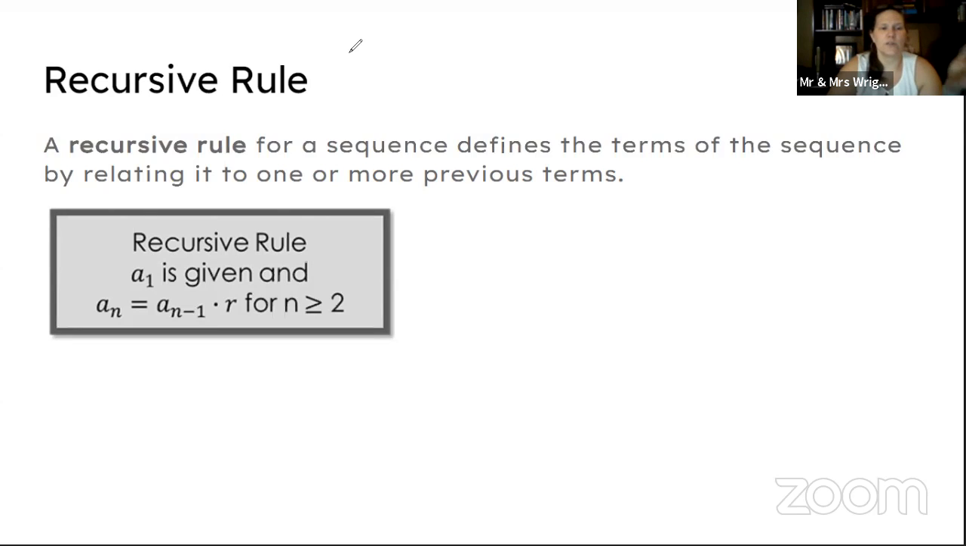Usually it's the first one. A1 is the given, okay? And this rule is only for any term that's in position 2 or greater, so when n is greater than or equal to 2. And a sub n, we know, is going to be our output value. We don't know what that is. And a sub n minus 1 means one less than what we're looking for. So if you're looking for the 7th term, this would be a sub 6, okay, times r. You know, r is the ratio.